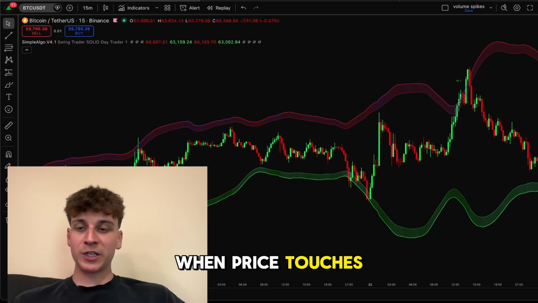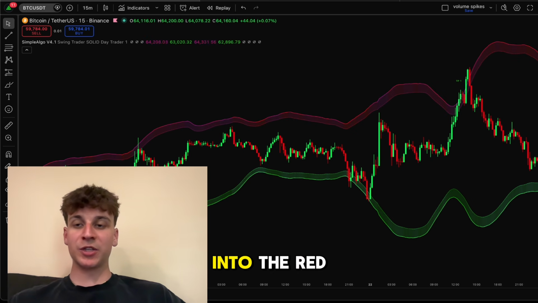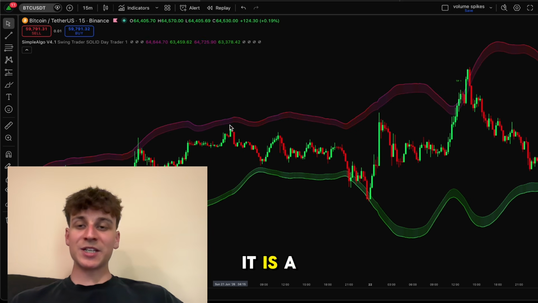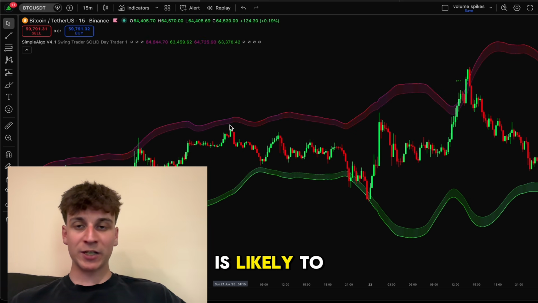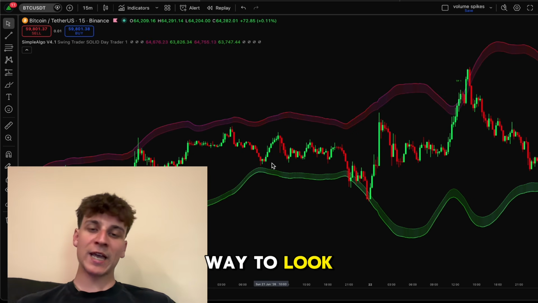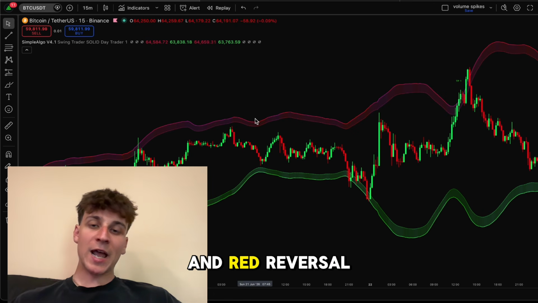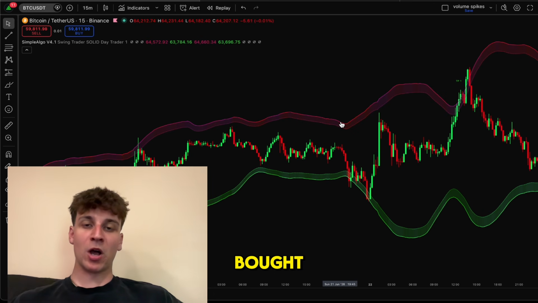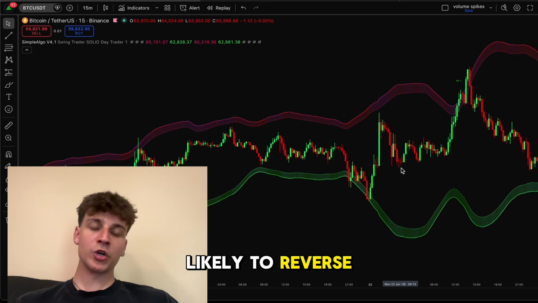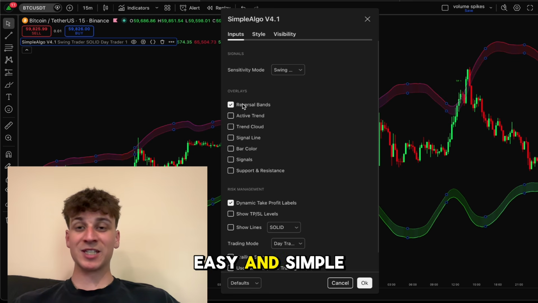When price touches the lower green reversal band, it is more likely to reverse back up into the red reversal band. And vice versa, when price touches the red reversal band, it is a sign that it is overbought and is likely to reverse back down to the lower green reversal band. So an easy way to look at it is green reversal band equals oversold, and red reversal band means overbought. When it's oversold, it's more likely to go up. When it's overbought, it's more likely to reverse back down. Very self-explanatory. We like to make things very easy and simple around here.